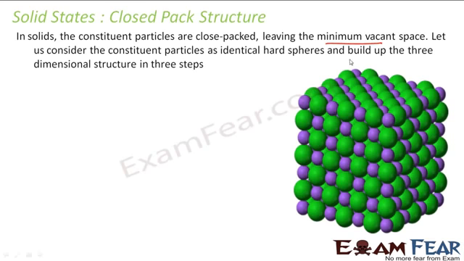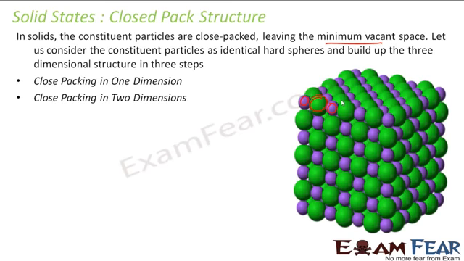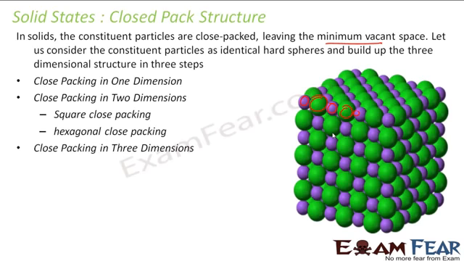So let us consider the constituent particles as identical hard spheres, and they are built in 3 dimensions. If you see, there are 3 dimensions, right? So let's start building this. This is something which we see in NaCl. To build this, let's start with 1 dimension and then do a second dimension. First put the spheres in a 1 dimension row, then we'll put 2 dimensions, X and Y, and then 3 dimensions. In 2 dimensions we have 2 options, square packing and hexagonal packing, and in 3 dimensions again we'll have square packing and hexagonal packing. So we'll study this now.